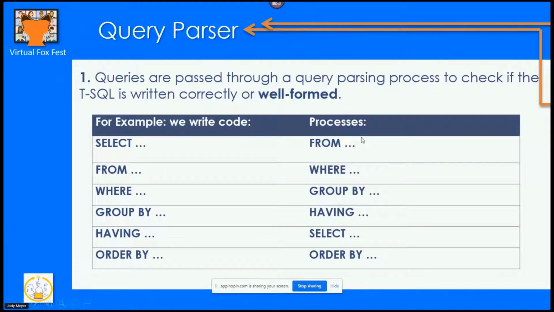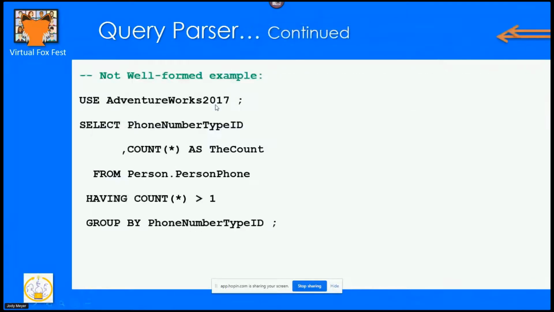But SQL Server processes it from the FROM first, and then the WHERE, and then the GROUP BY, HAVING, then it looks at the SELECT, and then it looks at the ORDER BY. And the query parser tells us that.